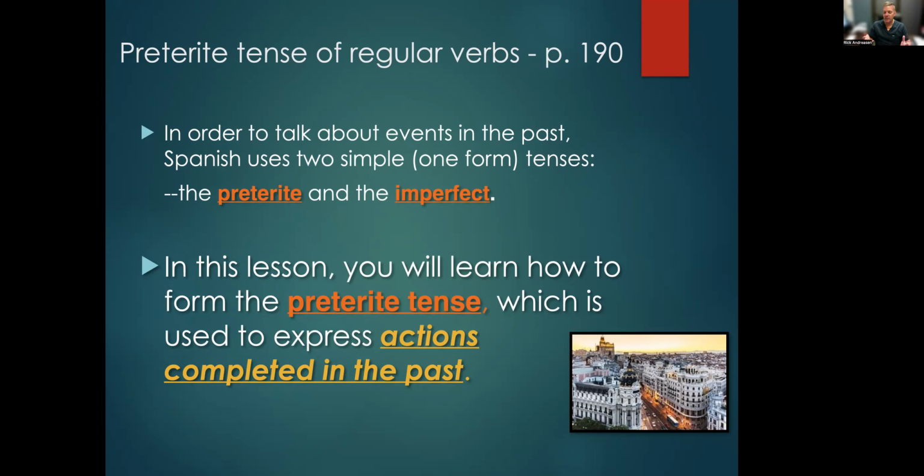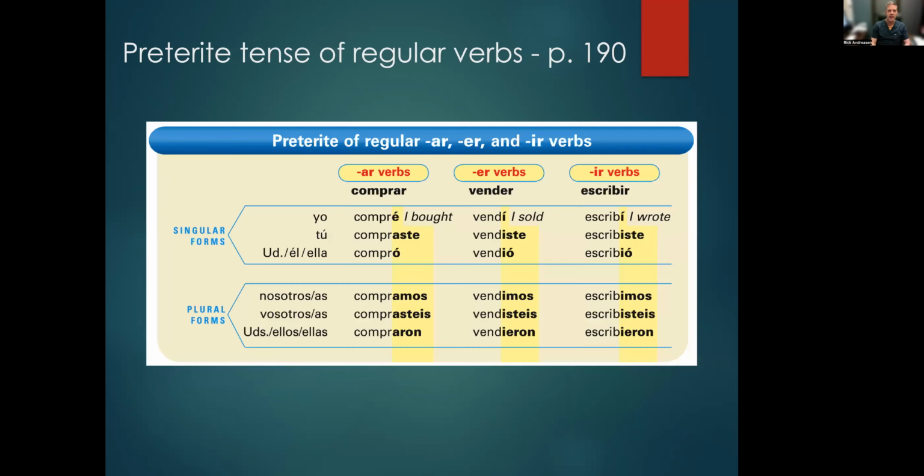That may not mean a whole lot to you right now. That may seem very obvious, but as you look at some of the other forms of the past tense in Spanish, that will become more important because that's what distinguishes this preterite tense. The actions were completed in the past. So let's look at how to conjugate them.